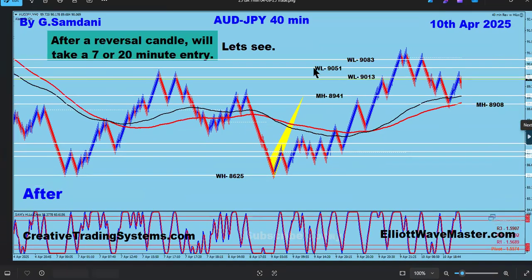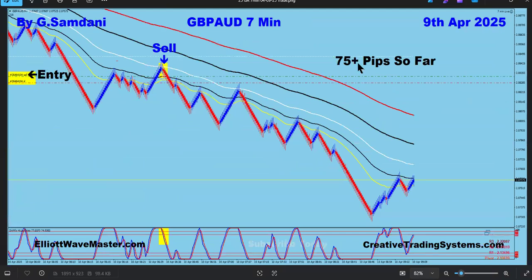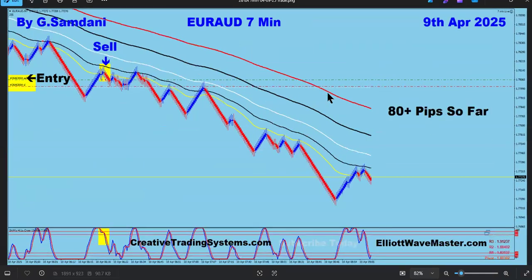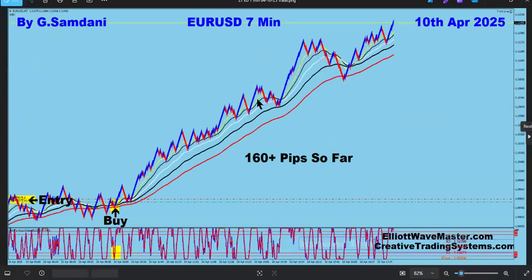And the next trade, you can see pound Aussie going down from a 7-minute chart entry, a beautiful entry, sell orders right there for 75 pips. And then euro Aussie coming down as well. Aussie started to get strong, and it is 80 pips to the downside. Pound Aussie, euro Aussie: if the Aussie dollar is moving, then they both move at the same time.